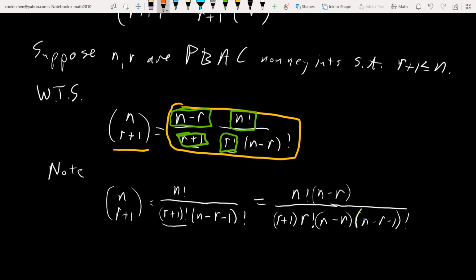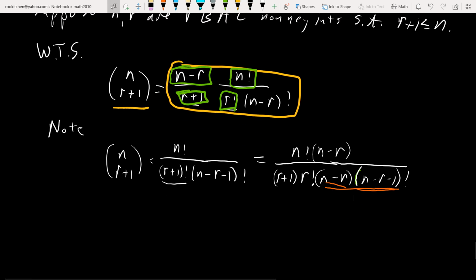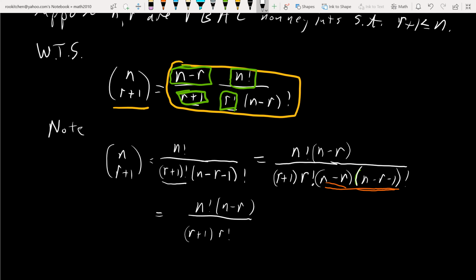Okay, well, here you can note that these two terms are just the reverse of the recursive definition and give me n minus r factorial. In particular, this first term is n minus r, and then if you subtract 1, n minus r minus 1 would be the next term in that factorial progression. So that turns out to be the n minus r factorial that we were after in the yellow box. Okay, so that will equal n factorial times n minus r, all over r plus 1 times r factorial times n minus r factorial.